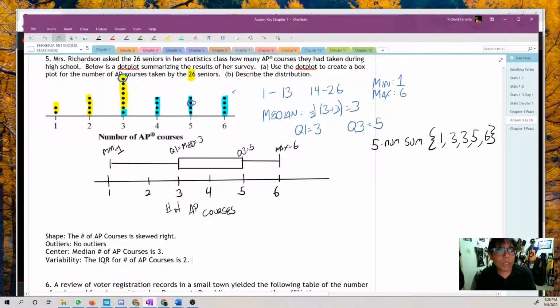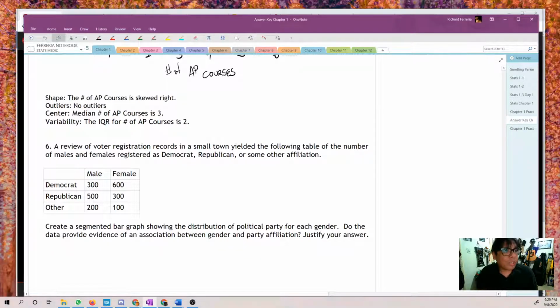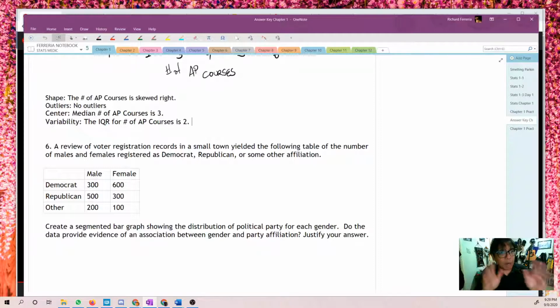Okay, we're going to move on to question 6, which is a review of voter registration records. Records in a small town yielded the following number of males and females registered as Republican, Democrat, or some other affiliation. Create a segmented bar graph showing the distribution of political party for each gender. That means I want a bar for males and I want a bar for females. It says a segmented bar graph for each gender. So a segmented bar graph for the male, segmented bar graph for the females. Do the data provide evidence of an association between gender and party affiliation?